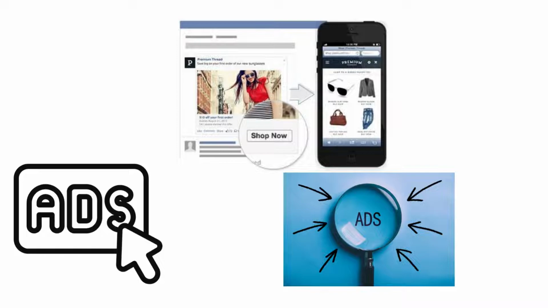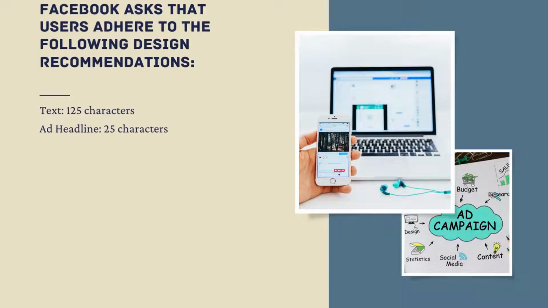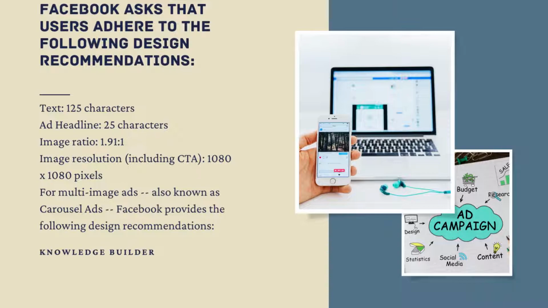For single image ads, Facebook asks that users adhere to the following design recommendations. Text: 125 characters. Ad headline: 25 characters. Image ratio: 1.91:1. Image resolution, including CTA, 1080x1080 pixels. For multi-image ads, also known as carousel ads, Facebook provides the following design recommendations. Recommended image size: 1080x1080 pixels. Image ratio: 1:1. Text: 125 characters. Headline: 40 characters. Link description: 20 characters.